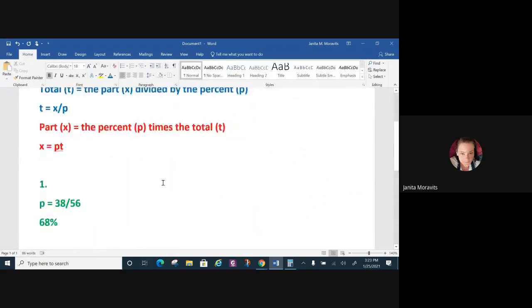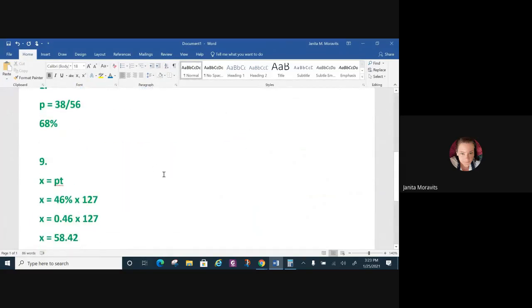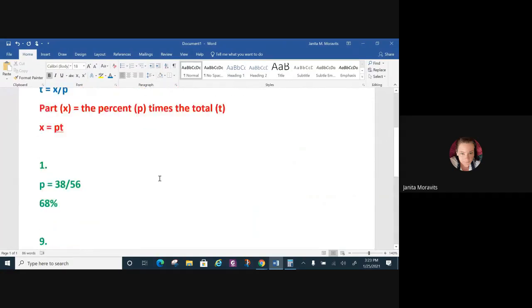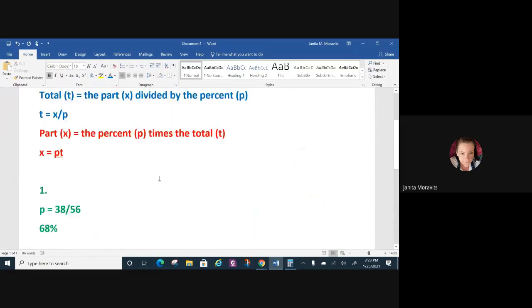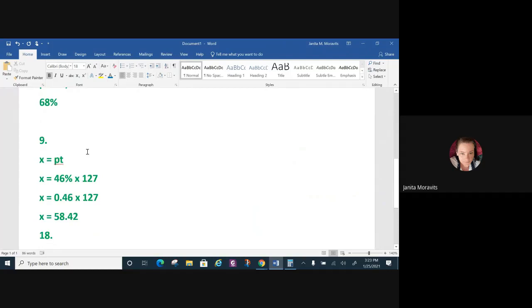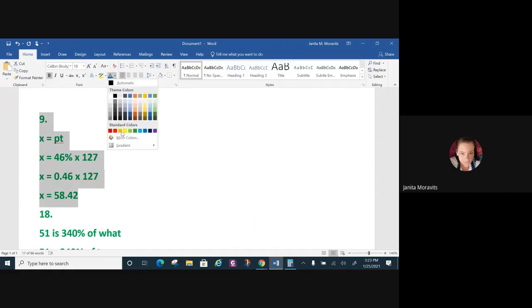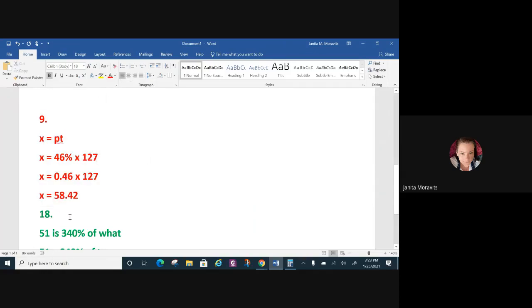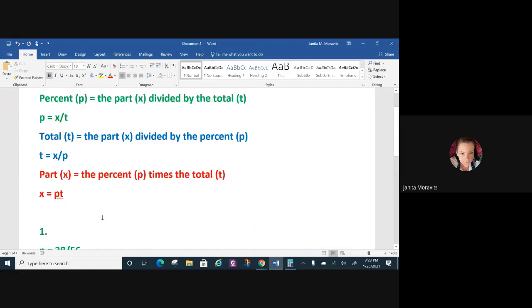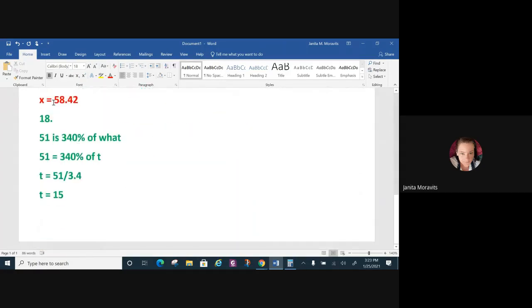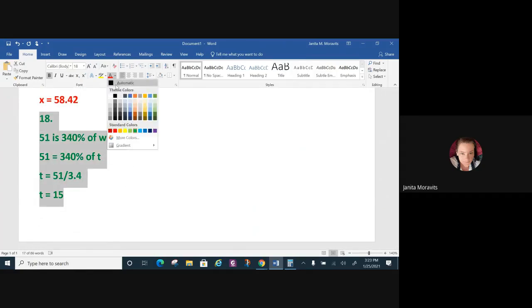I'm going to go ahead and change this one. That's the percentage, green. And then you found the part right here, so let's make that one red so it matches that for you. That makes a little more sense. And then this other one matches the total, so it's blue. Let's make number 18 blue so that it matches up and you can see how to do that.